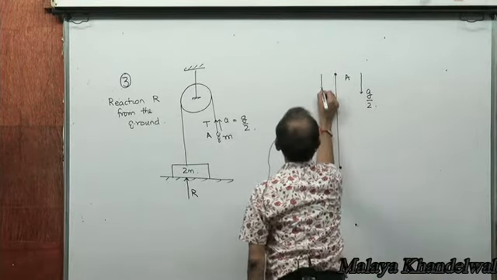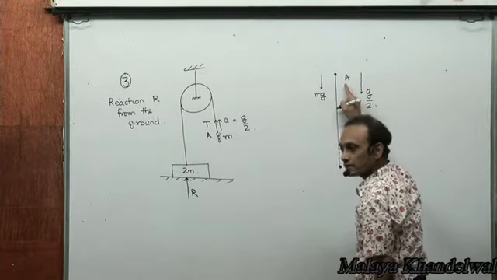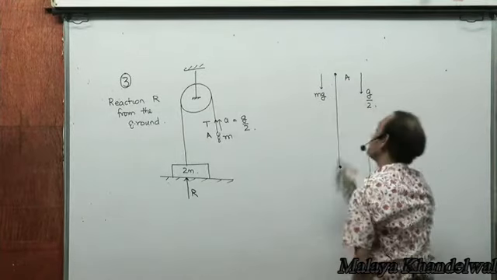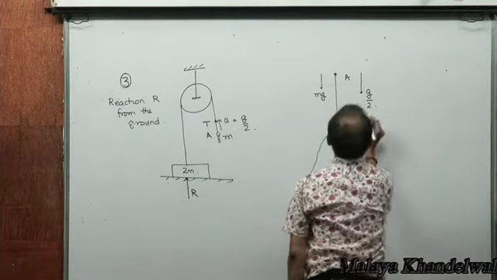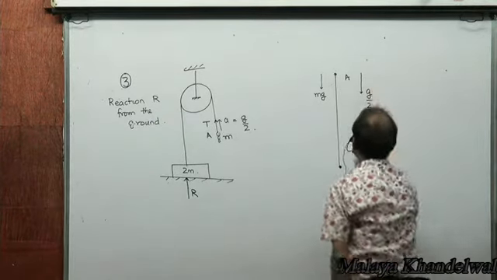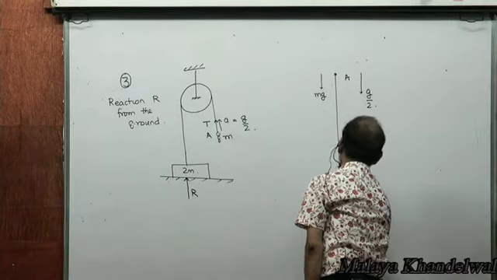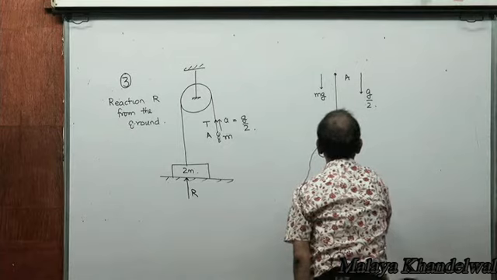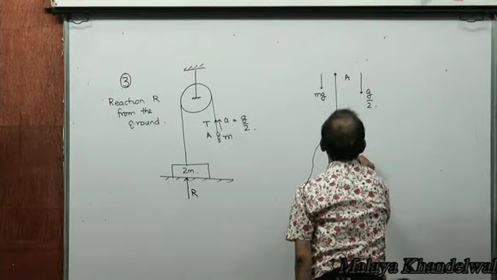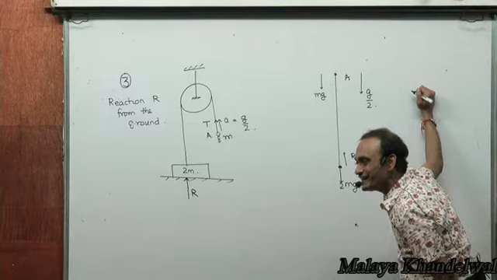There is mg still acting downwards, whether I straighten or I don't, on the ant, right? Yes or no? And the ant has an acceleration g by 2. As before, there is 2mg downwards here, and there is normal reaction r. So now, I'm not including tension. Why? Because tension is an internal force.